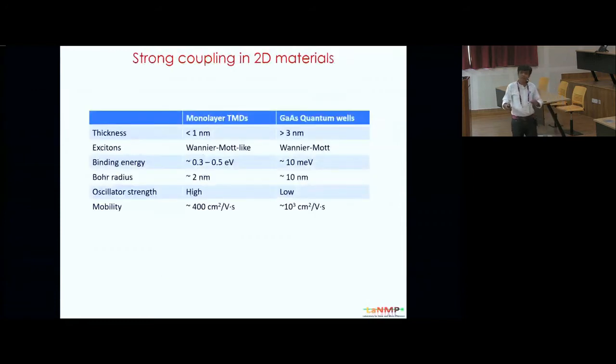And so here I do a one-to-one comparison between TMDs and gallium arsenide quantum wells. So you can see the big advantages in the binding energies. The mobilities are not anywhere as close as gallium arsenide. They're around 400 centimeters squared per volt second, but that is much better than in organic materials, where you have so much disorder. So compared to that, you're actually in a better state with these TMDs.